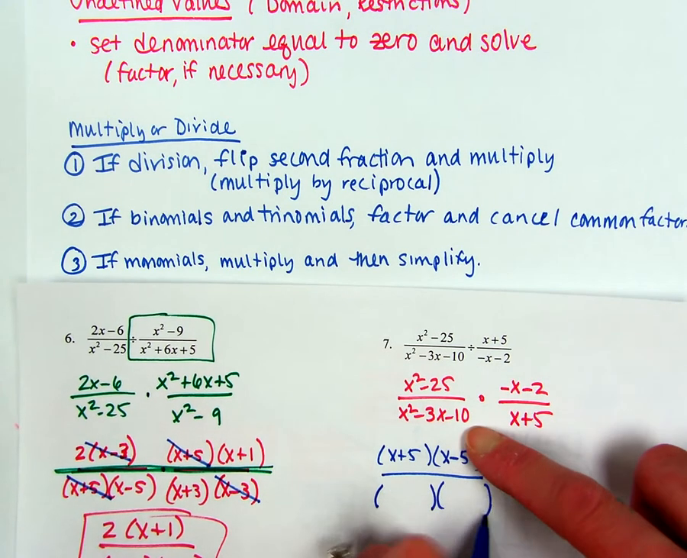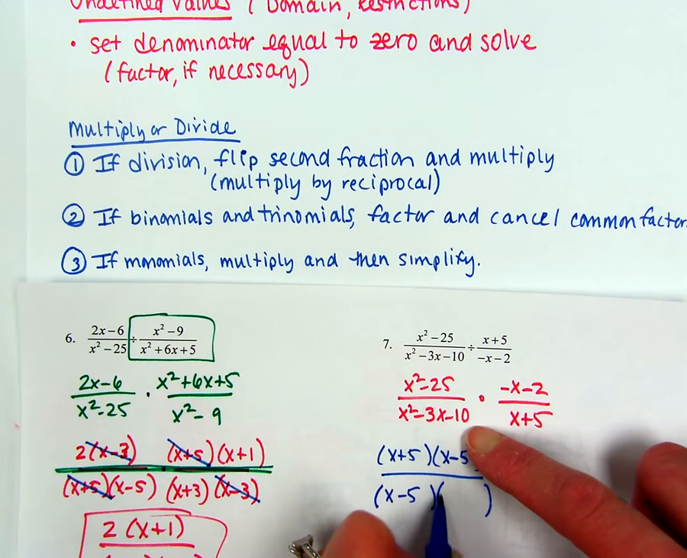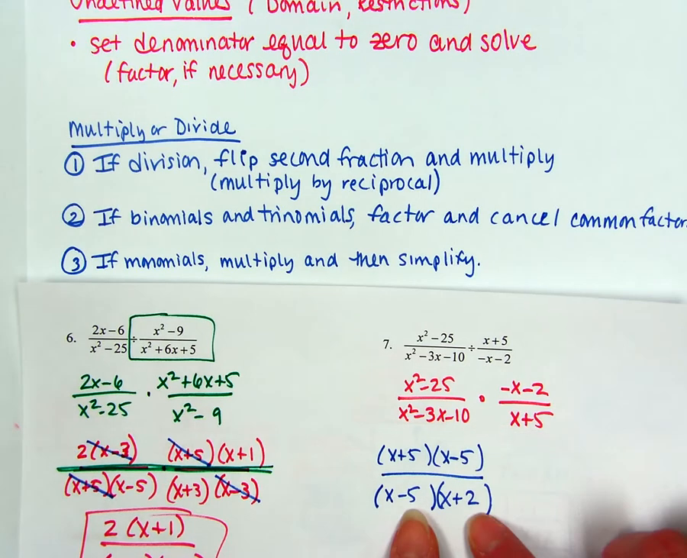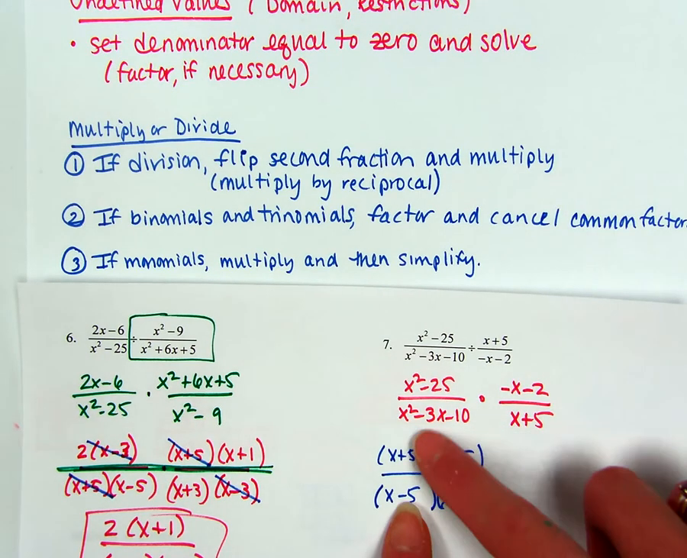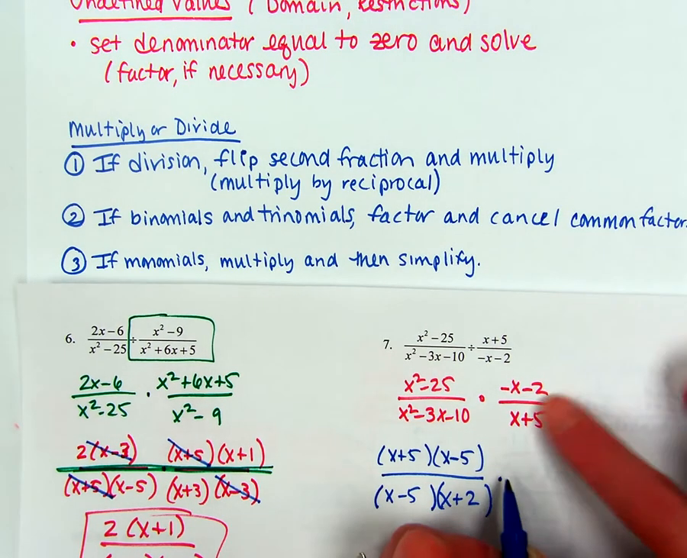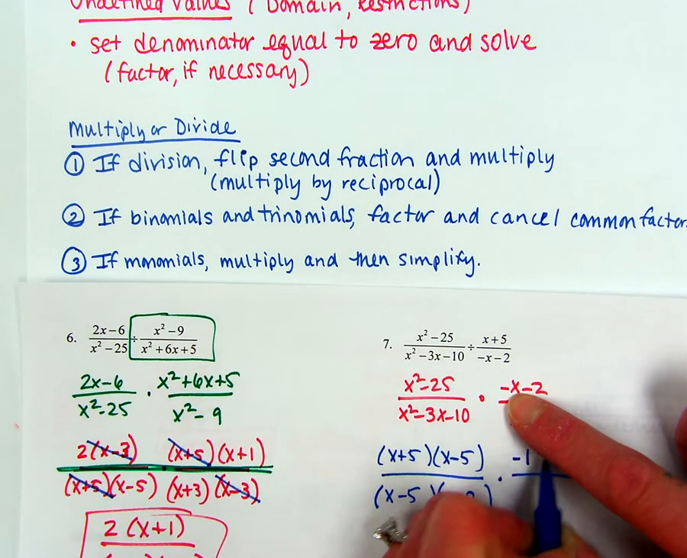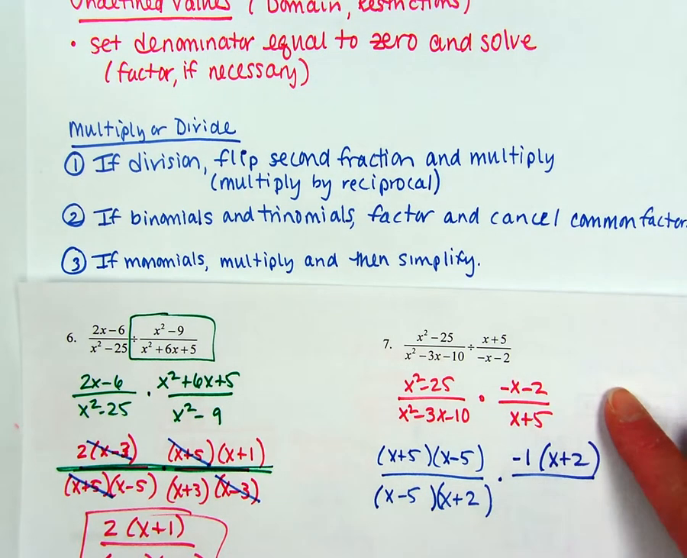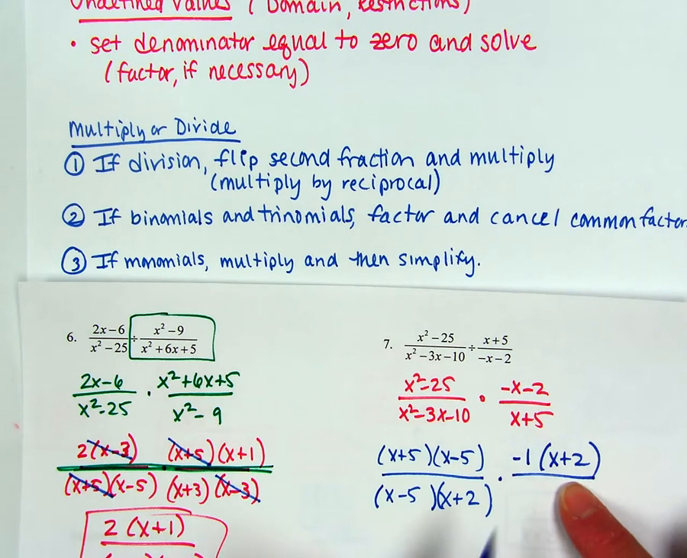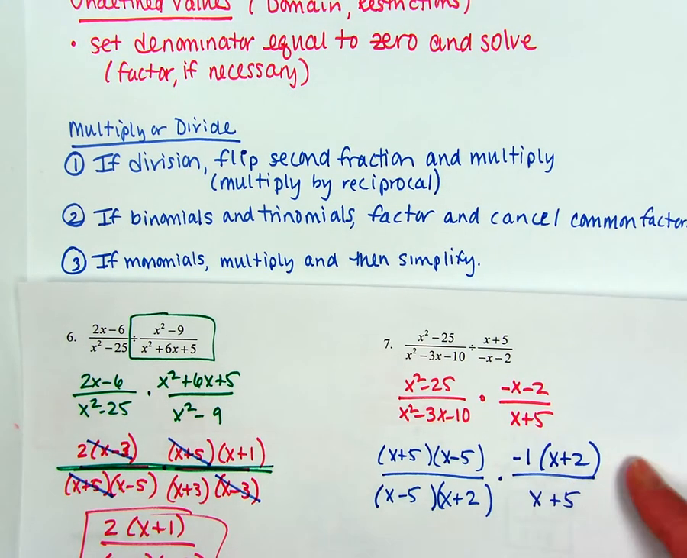Here I need two things that multiply to negative 10 that add to negative 3. So they multiply to negative 10, they add to negative 3. Over here, if you have a negative, you could factor out a -1, and it's -1 times x plus 2. And then x plus 5 doesn't change.